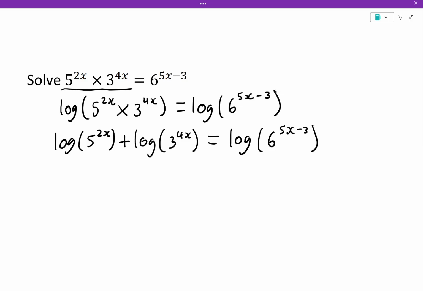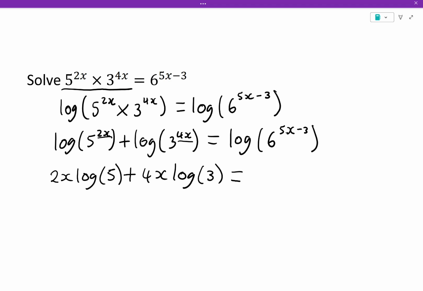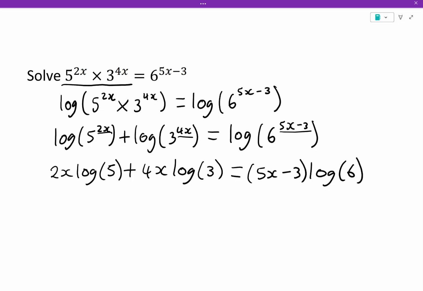Now what we're going to do next is try and get these x's out of the powers using the power rule. So this power of 2x can come to the front, so we'd have 2x log 5. And then this 4x can come to the front, so plus 4x log 3. And then on the right-hand side, we'd bring the power of 5x minus 3 to the front. We'd need to write it in brackets because it's multiple terms. So we'd have that and then log 6. And then we've successfully got all of the x out of the powers.